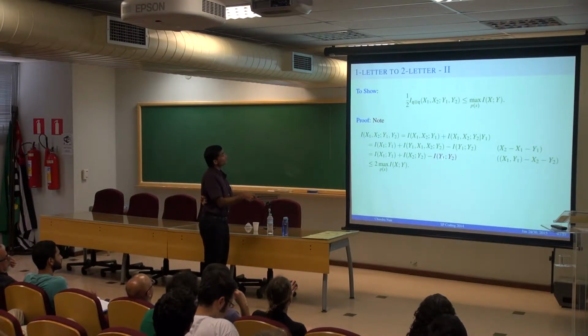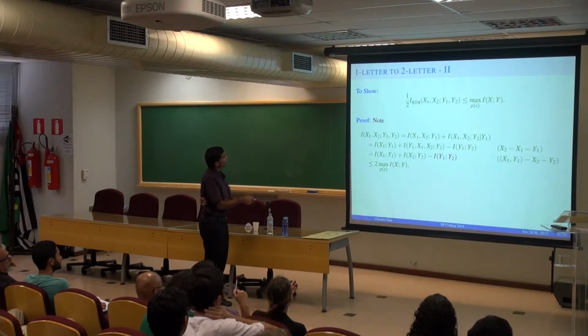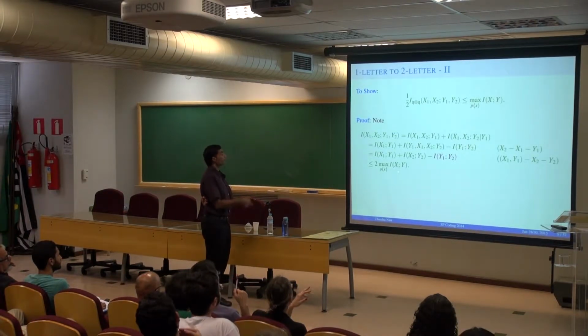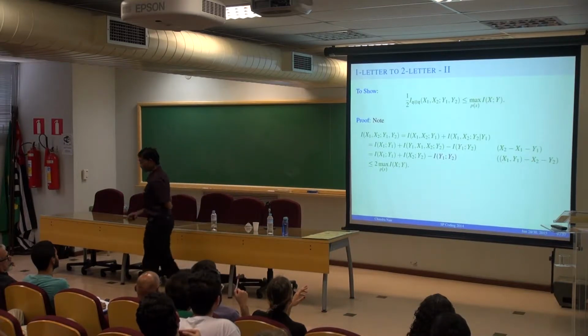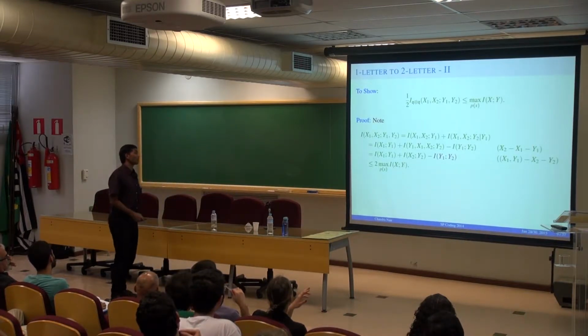So clearly this term is non-negative. This is at most less than the maximum of the mutual information. This is less than maximum mutual information. So it's less than 2 times I(x1; y1). That's the proof. That's entirely the proof of channel capacity. Okay?